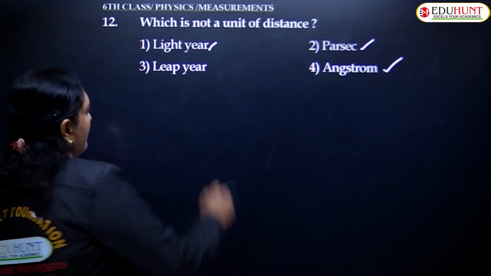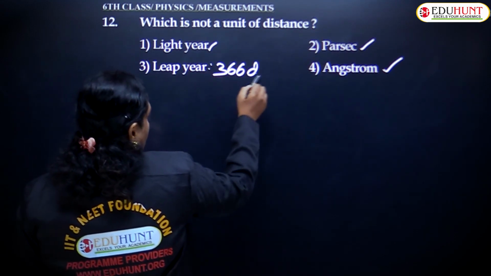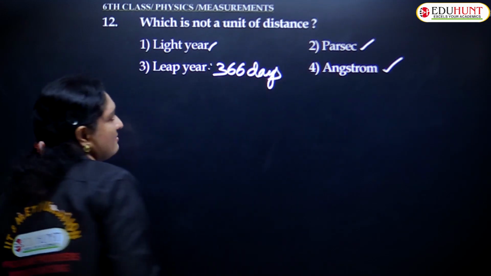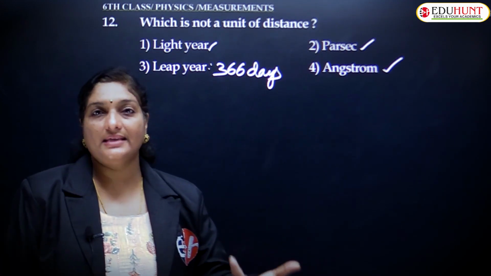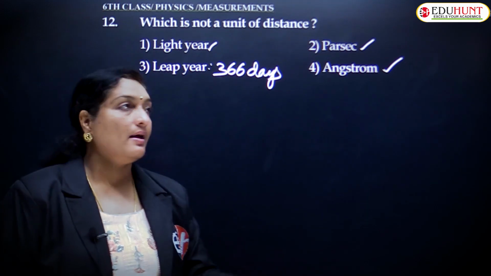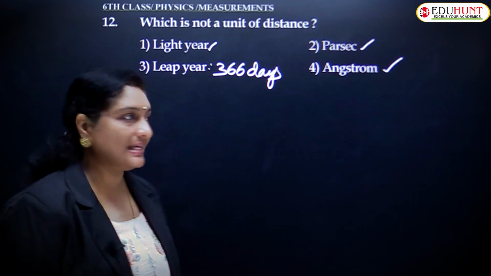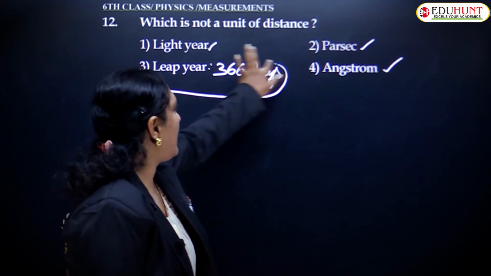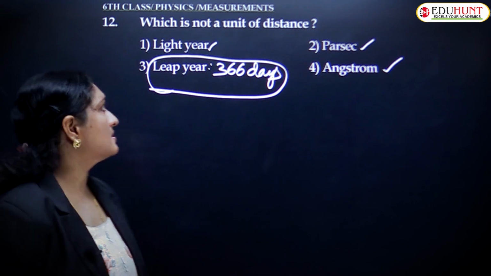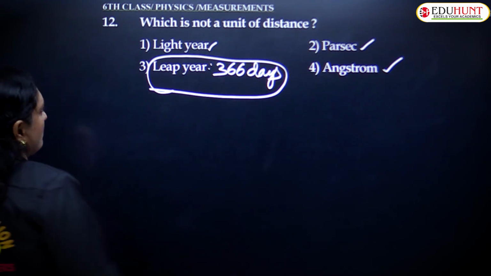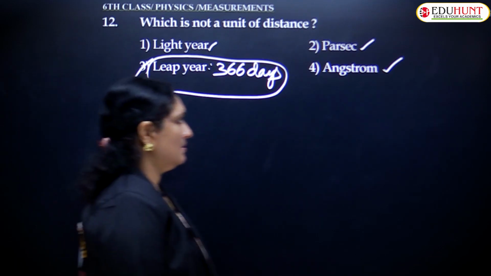Whereas leap year means 366 days. In one leap year, you have 366 days. So, days means time, how many seconds, how many minutes, how many hours, everything will be represented in days. So, one leap year has 366 days. This is a measure of time, whereas all others are measures of distances. So, which is not a unit of distance? Leap year is not a unit of distance.